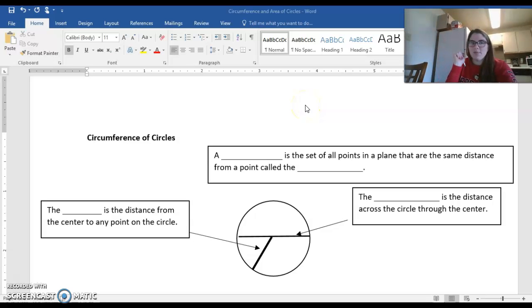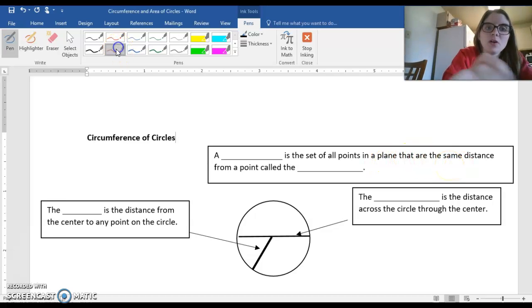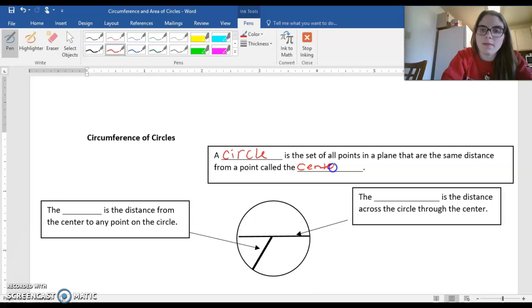Hello everybody. Today we're going to be talking about the circumference of circles. It says blank is the set of all points in a plane that are the same distance from a point called the blank. So, a circle is the set of all points in a plane that are the same distance from the point called the center. Okay, so the center would be the very center of the circle.